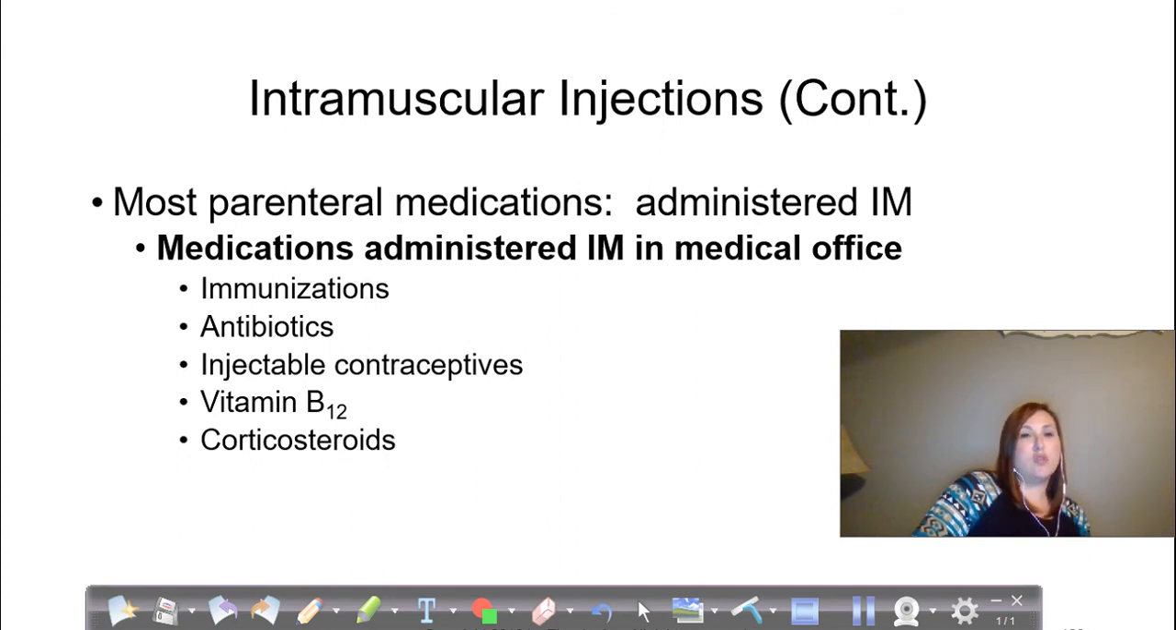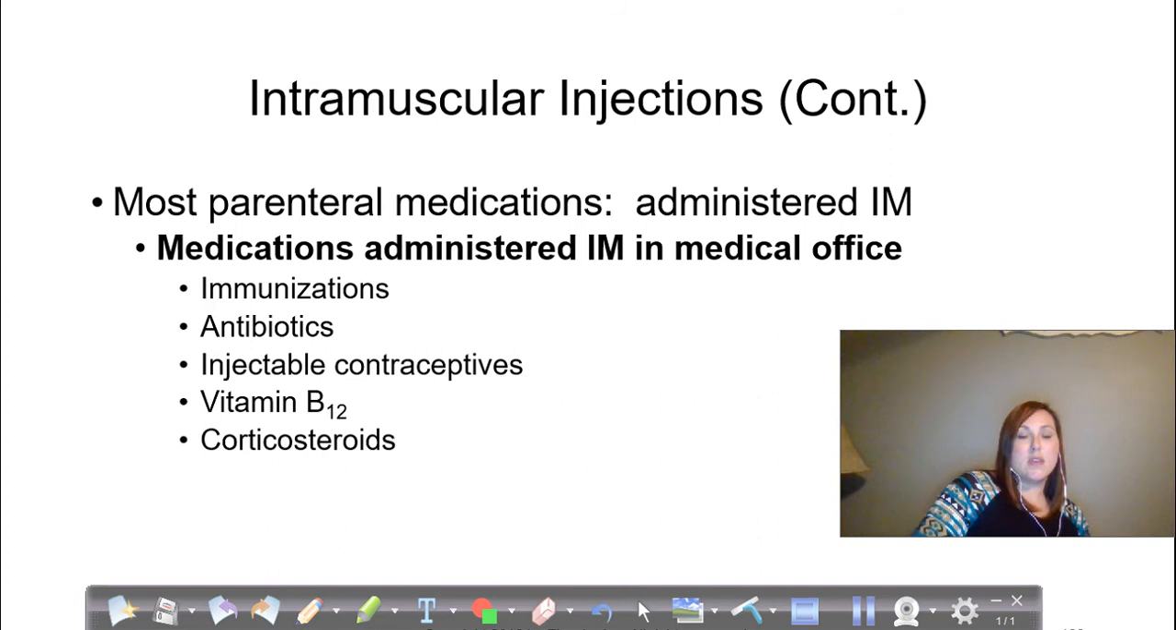Most of the parenteral medications that we're going to give in the office are going to be administered IM. So immunizations, most common. Antibiotics you don't see too often, I guess for me anyway, but it's certainly not out of the ordinary. Injectable contraceptives, we talked about Depo-Provera, that's one of them. Vitamin B12, that's an injection for patients who have vitamin B12 deficiency. They can get injections IM, and corticosteroids.